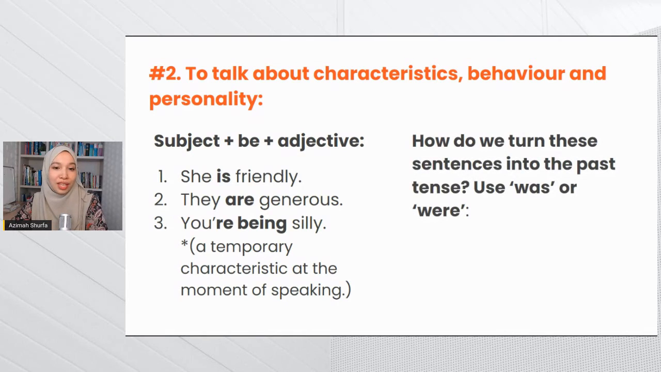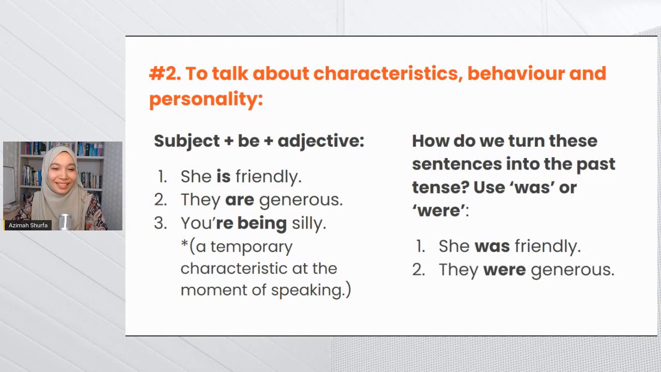Now, how do we turn these sentences into the past tense? Use was or were. So how would we do number 1? She is friendly. It would be she was or she were. She was friendly. What about number 2? They was or they were? Past tense. Because they're not generous anymore. They were generous.